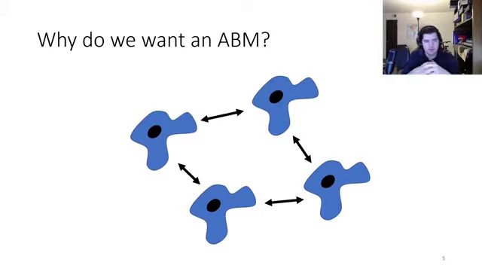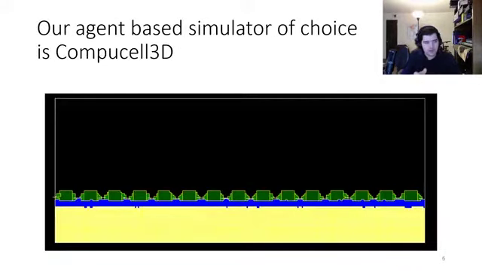So why do we want an agent-based model? Well, tissue is a phenomenon that emerges from the interactions of individual cells. Agent-based models are good at modeling the behavior of individuals, agents, and seeing what phenomena emerge from the interactions of multiple individuals. Our agent-based model of choice is CompuCell 3D, and this is an example of a simulation initial configuration in one of our runs.